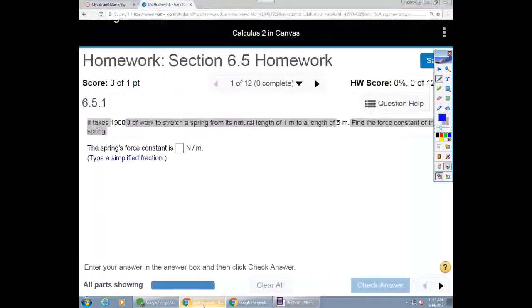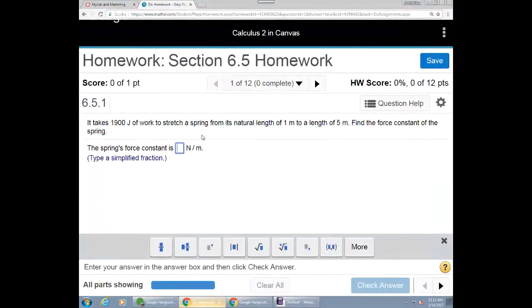All right, let's see if we can get a good job out of the computer. 475 over 2.